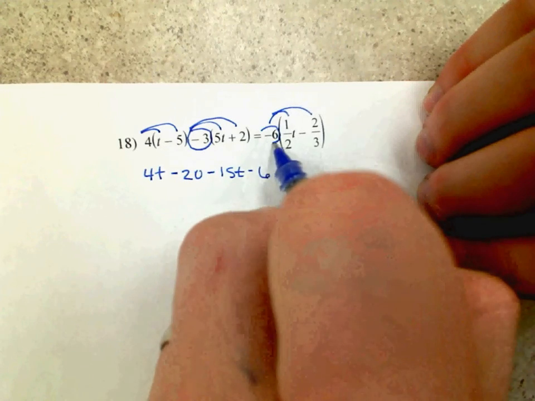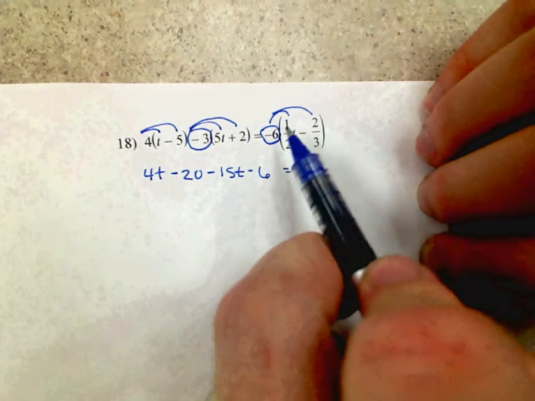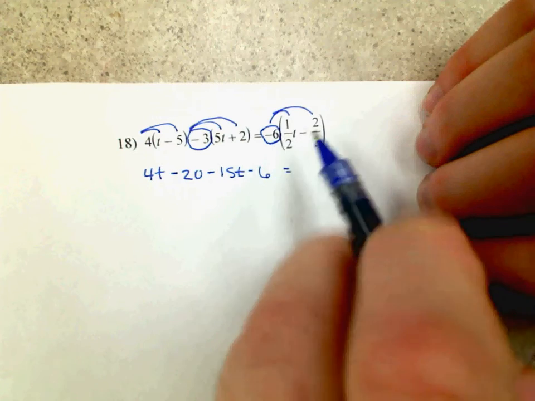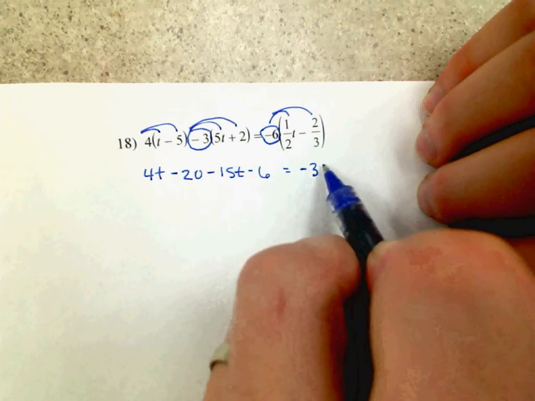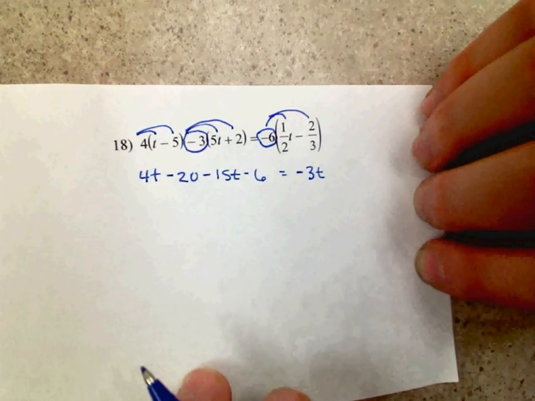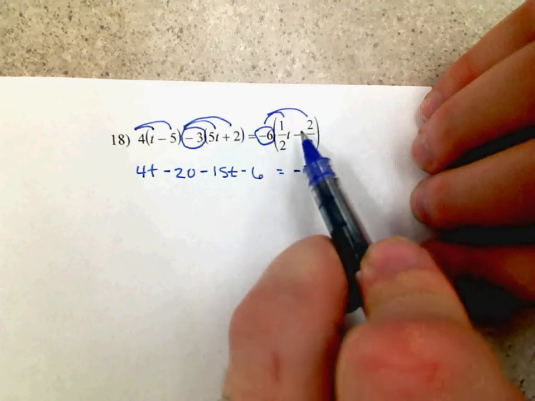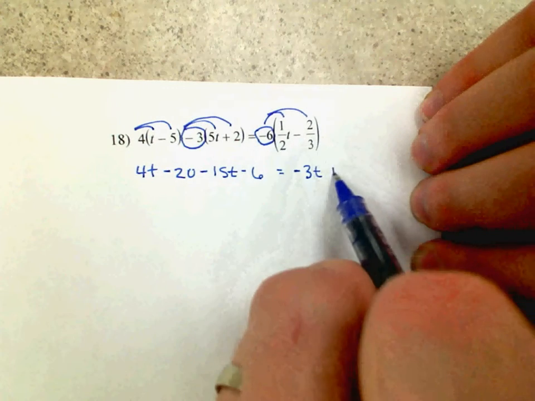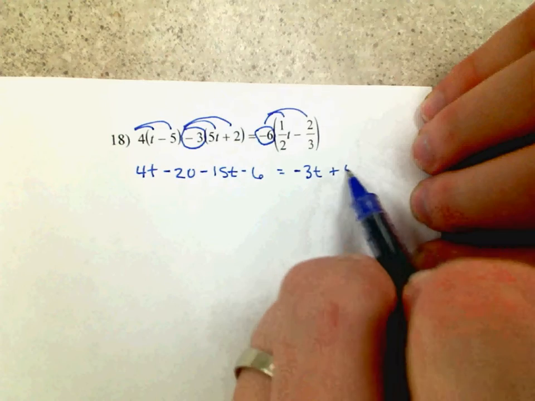Again, negative 6 is being distributed. Negative 6 times 1/2. Half of 6 is 3, so negative 3t. And then negative 6 times negative 2/3. Two negatives will make a positive. 6 times 2/3 is 4.